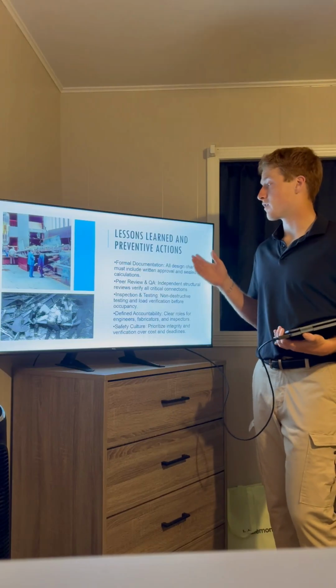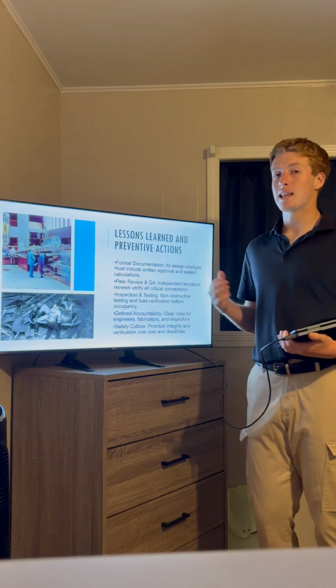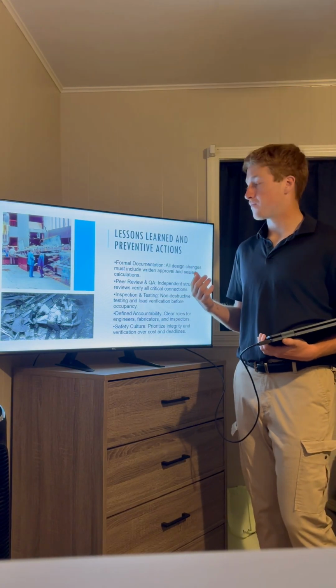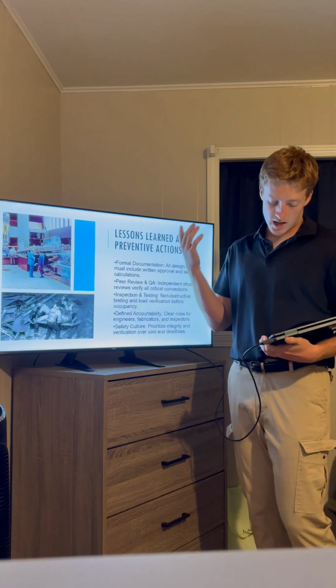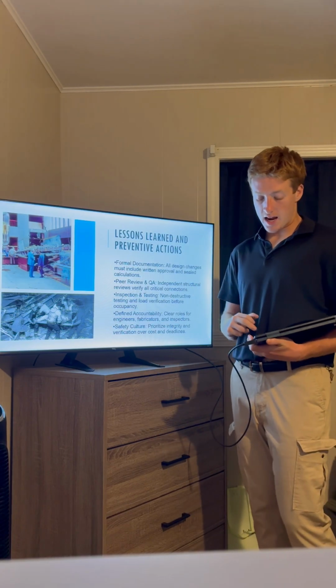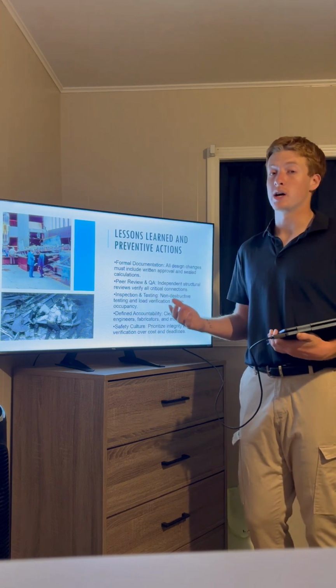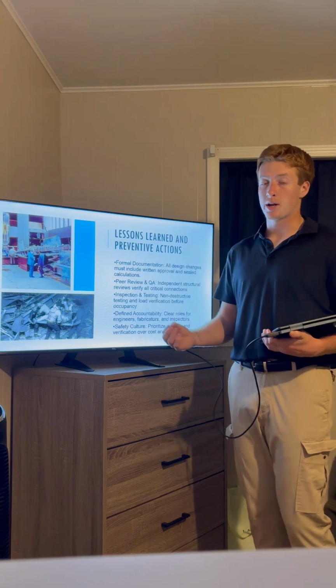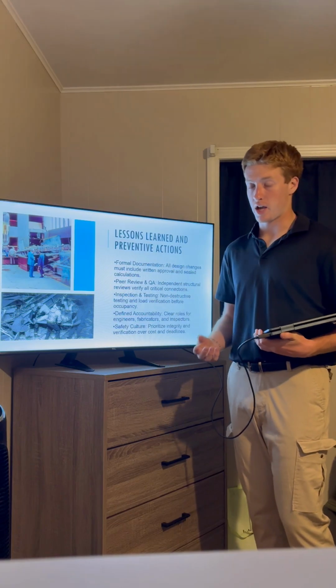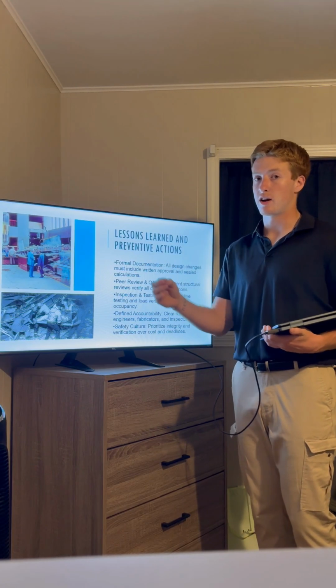For this slide, I'm going to go over the lessons that we learned and preventative actions. The Hyatt collapse happened because safety checks were ignored, there wasn't proper documentation, and communication broke down on a massive level. Every design change now must go through a full review process, written approval, proper calculations, and peer verification, which means that everybody involved knows what's going on and it's been verified.